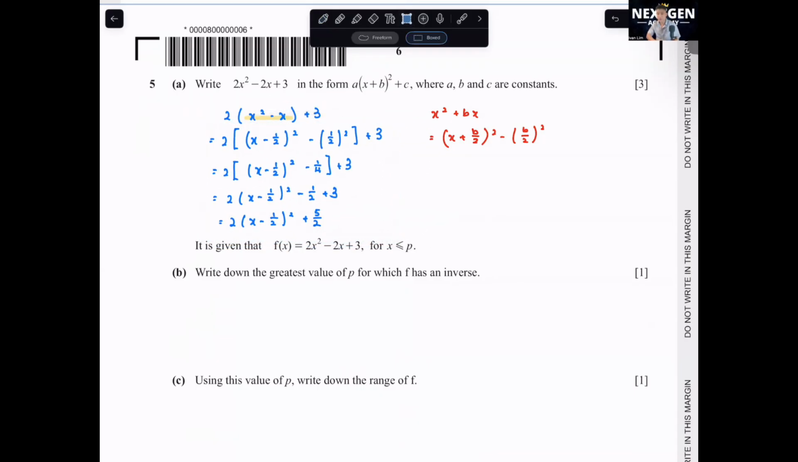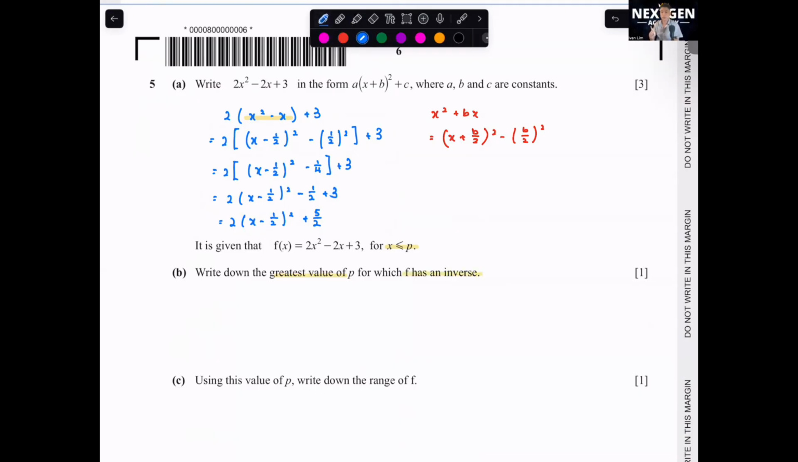Okay, next one. It is given that f(x) equals 2x squared minus 2x plus 3 for x less than or equals to p. Okay, this part here is very important. Why did they say this? Write down the greatest value of p for which f has an inverse. Okay, this is what we need to remember.